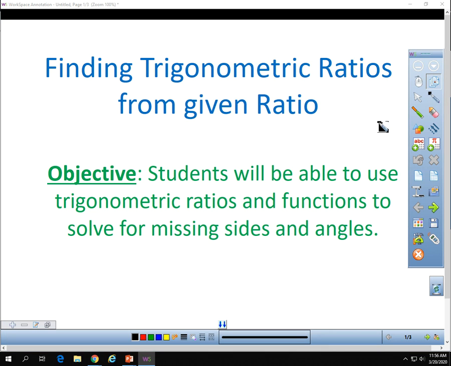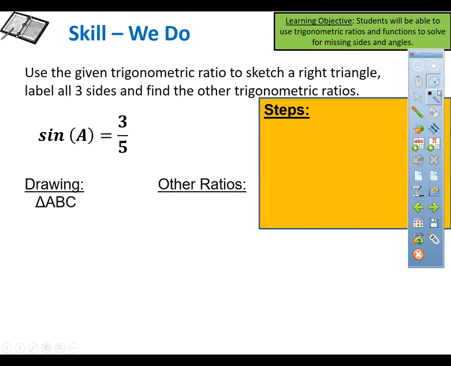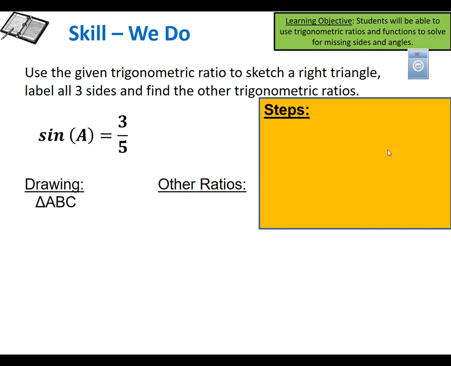Hello, in this video you will be finding trigonometric ratios from a given ratio. As you can see in this problem, we are given one of the trigonometric ratios. We are given sine of A is 3/5. Based on this ratio, we are going to be finding cosine and tangent.